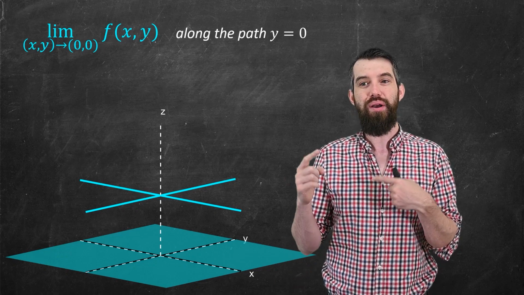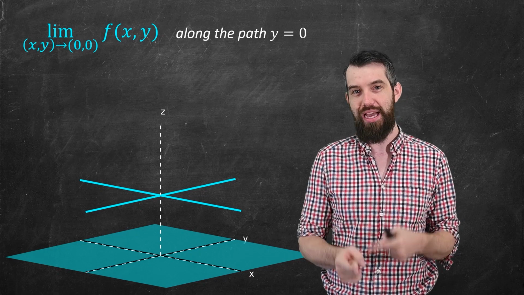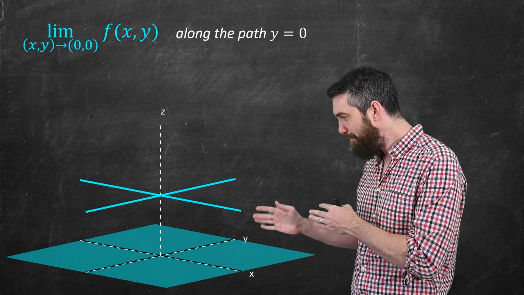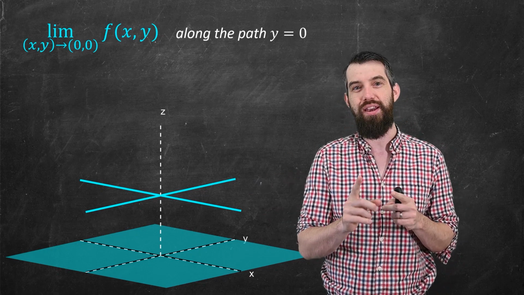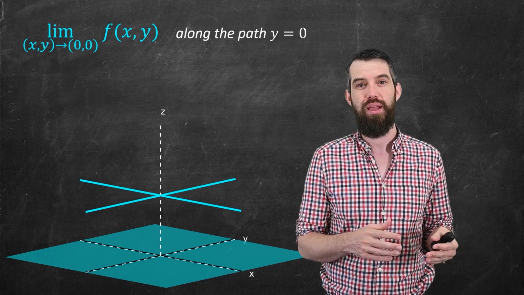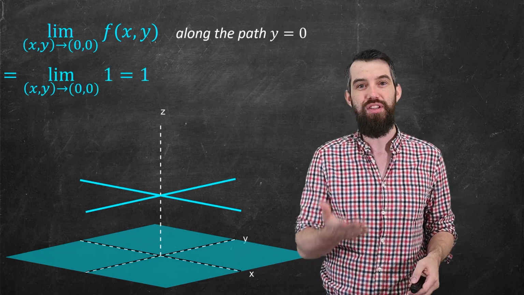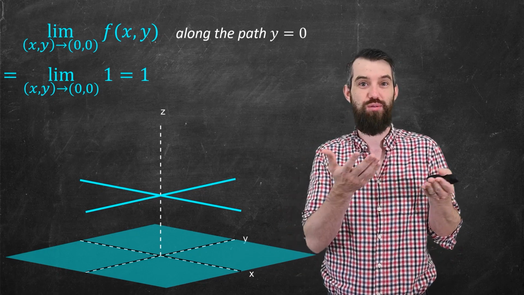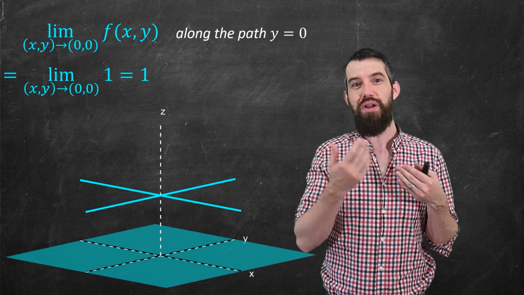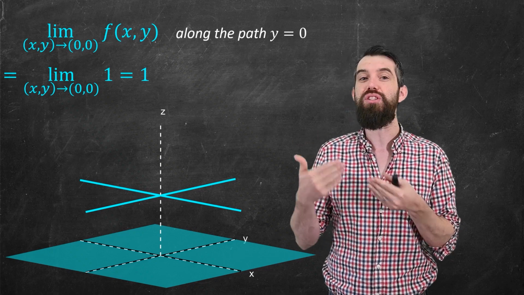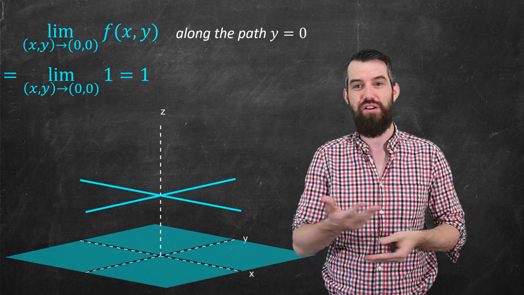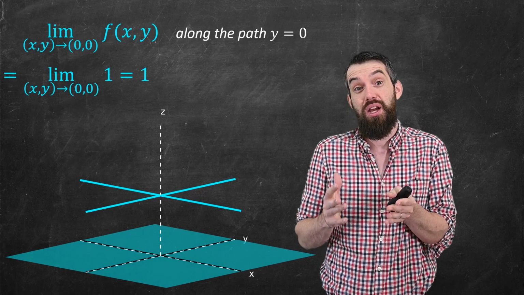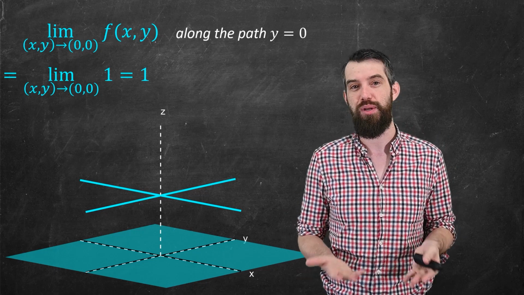Now, along this path, if you're going along the x-axis, that function is 1 everywhere where y is 0. So according to this path, this is just taking the limit of the function 1, and of course the limit of the function 1 is just 1. So the point is that this path does not see anywhere where the function is 0. It only sees where the function is 1, and so it appears like the limit is 1.